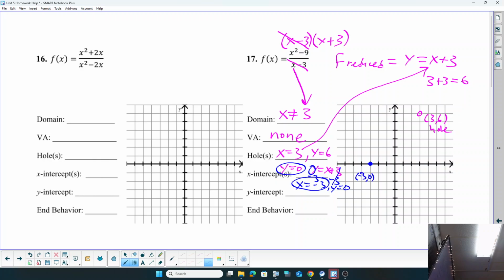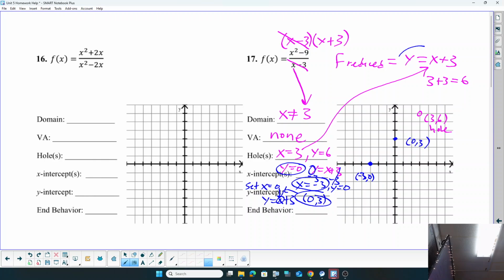Now to find the y-intercept, you set x equal to 0. So y equals x plus 3, set x equal to 0. And so when you set x equal to 0, you get y equals 3. So (0, 3) is our y-intercept. So that's going to be 0, up 3.